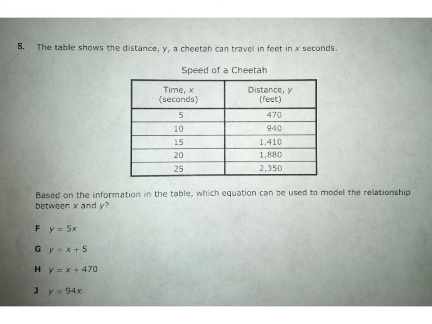F. y is equal to 5x. G. y is equal to x plus 5. H. y is equal to x plus 470. J. y equals 94x. Make your selection, press pause so you can review the table.